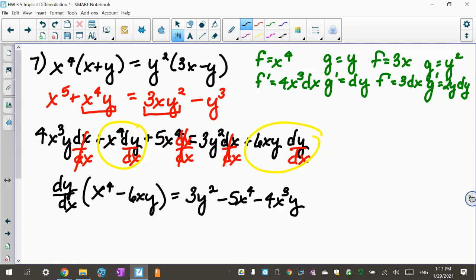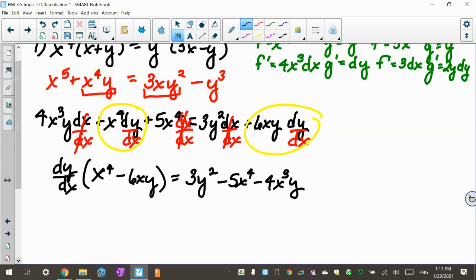And then in order for me to do that, I want to divide each side by that. So, did I, I hope I didn't miss anything. Was there another dy dx? Nope. So I'm just looking to make sure I did this right.